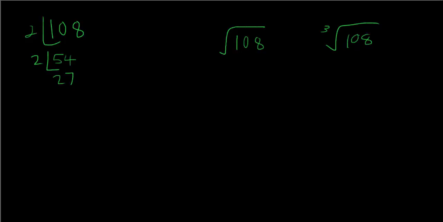What's a prime number that goes into 27? 3. 3 goes into 27 9 times. 9's not prime. Keep on going. 3 goes into 9 3 times. I get a prime number here, so I stop.